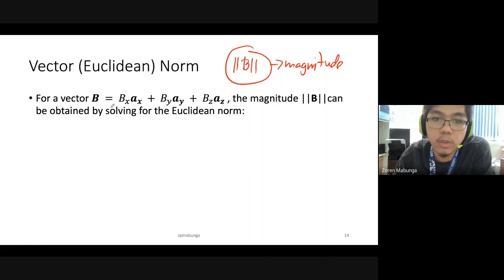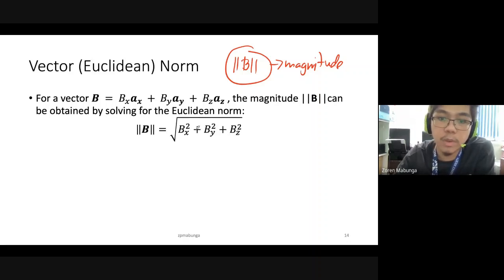Kung ito yung vector B natin, pwede nating masolve yung magnitude niya using the Euclidean norm. Using this formula: square root of yung coefficient sa ax squared plus coefficient ni ay squared plus coefficient ni az squared. So, makukuha mo na yung magnitude or yung Euclidean norm. Okay, so simple lang naman yung formula.